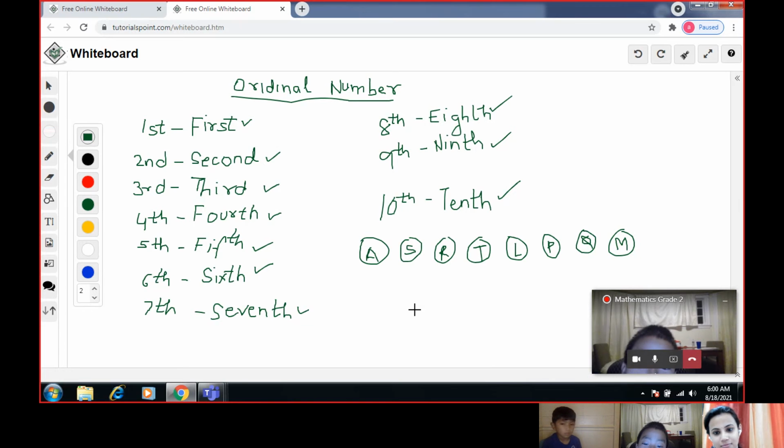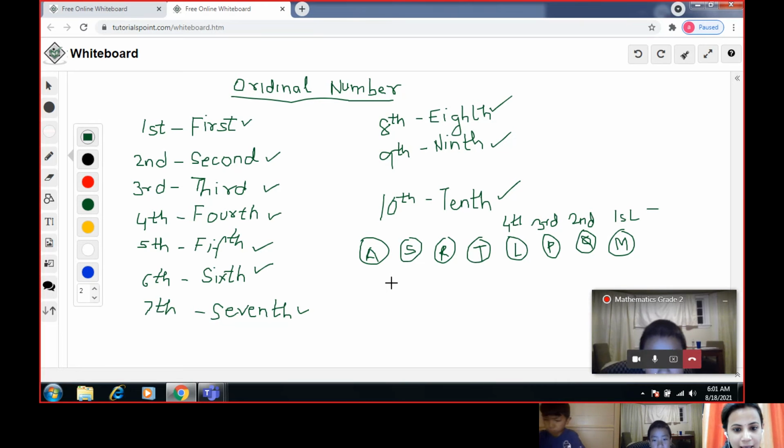Yes, correct. Start from the right side. First, second, third, fourth, right? Yes. So easy. L is in the fourth place from the right side, right?